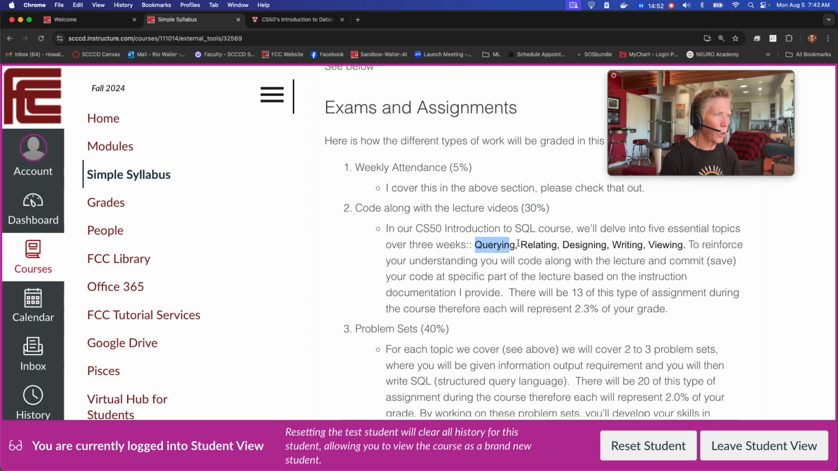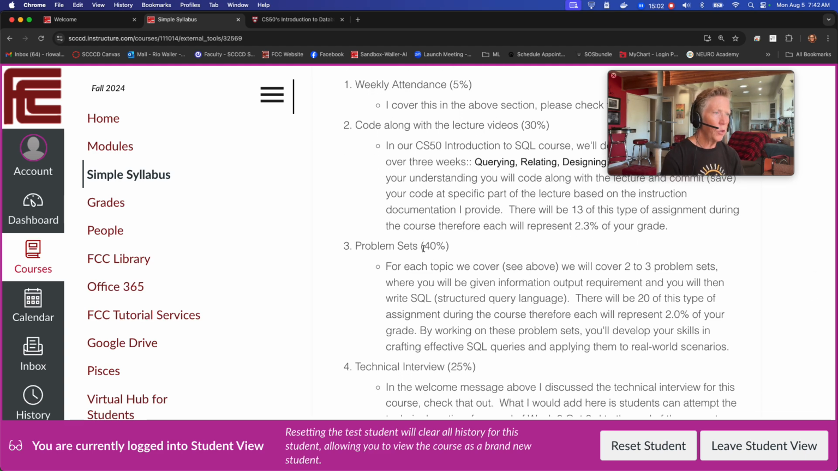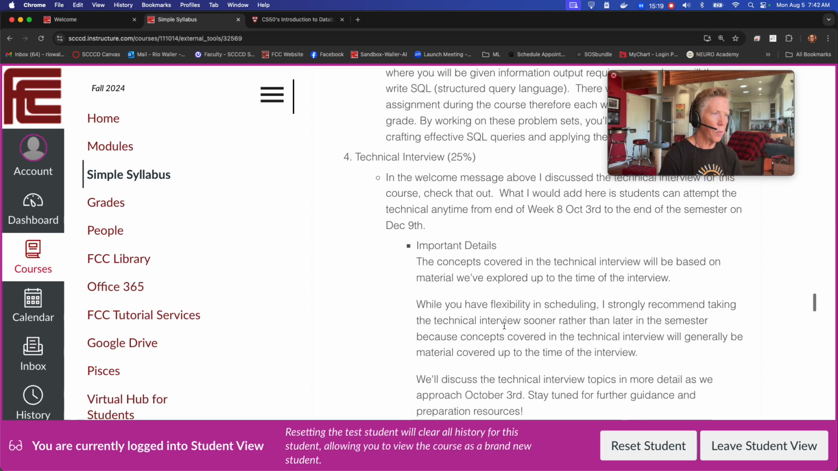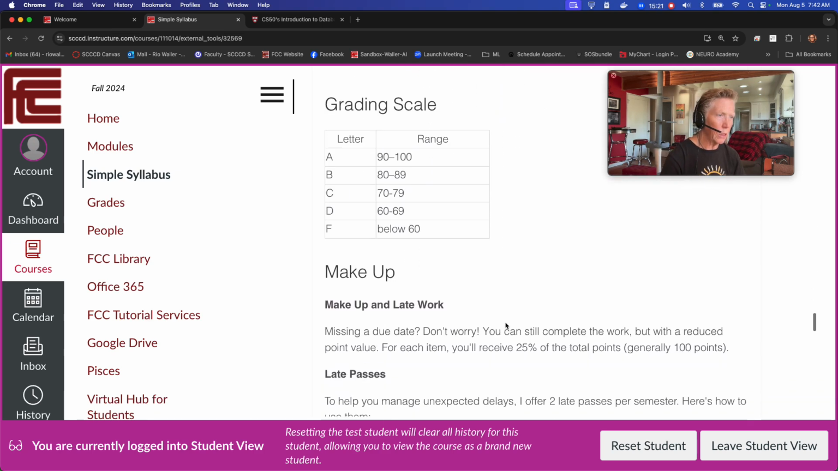We're going to cover querying, relating, designing, writing, and reviewing. Really what that means is we're not covering the entire course from CS50, but we're covering quite a bit of it. And then you'll have problem sets. This is where we take what we've learned and achieve this through SQL, and that's really where you develop that problem solving skill. And then 25% of this course is your technical interview, and I talk about that more. So if you want to know about those things, check that out.